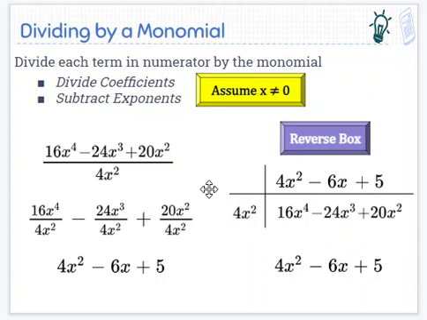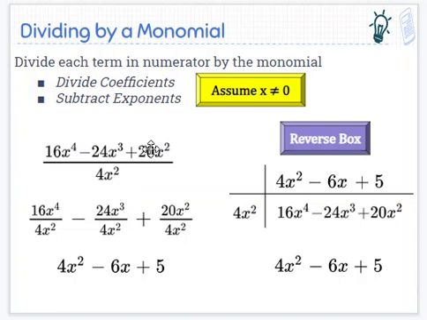Now, when we divide by a monomial, you're dividing the coefficients, and then with your exponents, you subtract the top exponent minus the bottom exponent. And we have to assume x does not equal 0, because if x does equal 0, well, first off, we would have 4 times 0, which is 0 in the denominator. And are we allowed to have a 0 in the denominator? No. Also, if x was 0, then your whole top becomes 0, and then we're dividing 0 by 0.